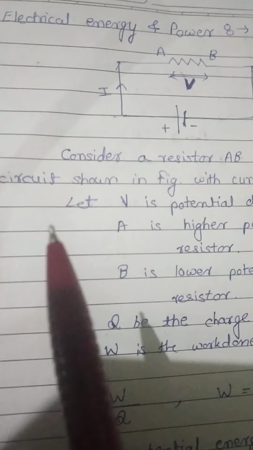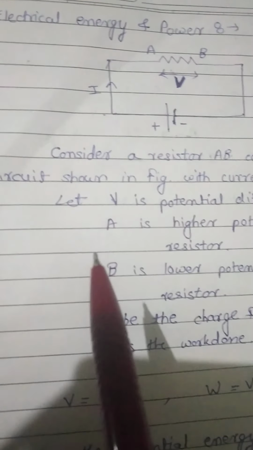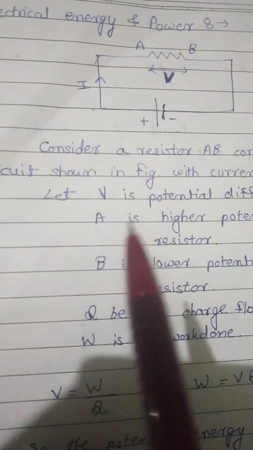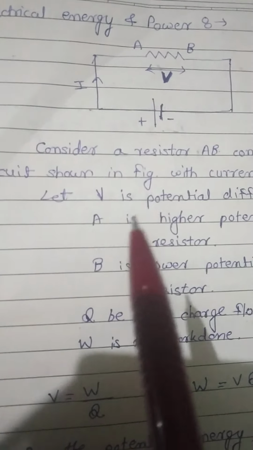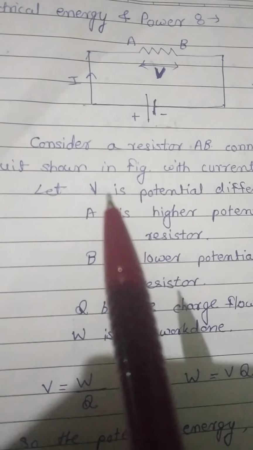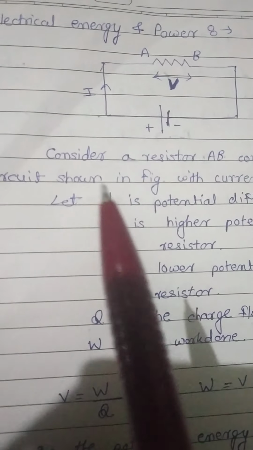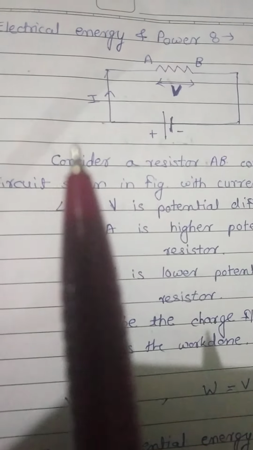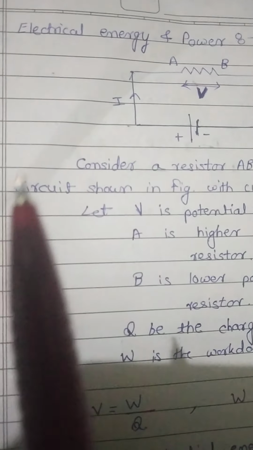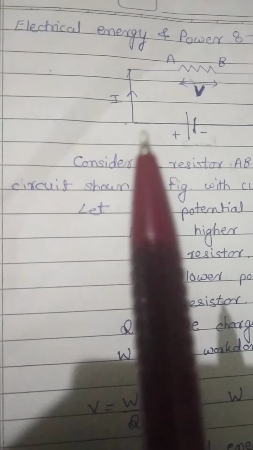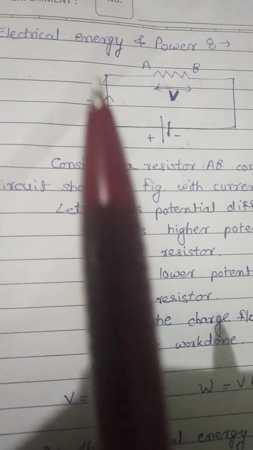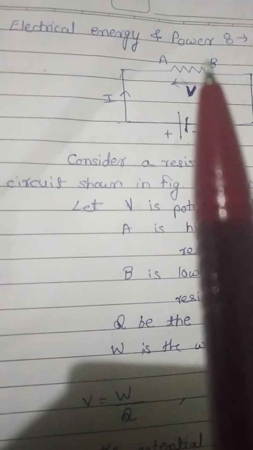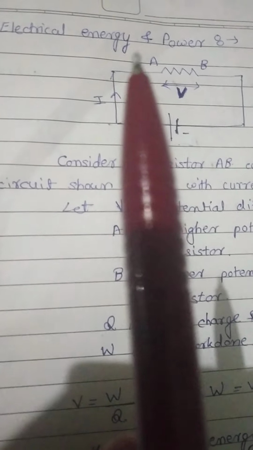We know what Ohm's law is, because in 10th standard we already learned it. V = IR, where V is the voltage, I is the current, and R is the resistance. So directly coming to the next point, electric energy and power. We know what energy is and what power is.